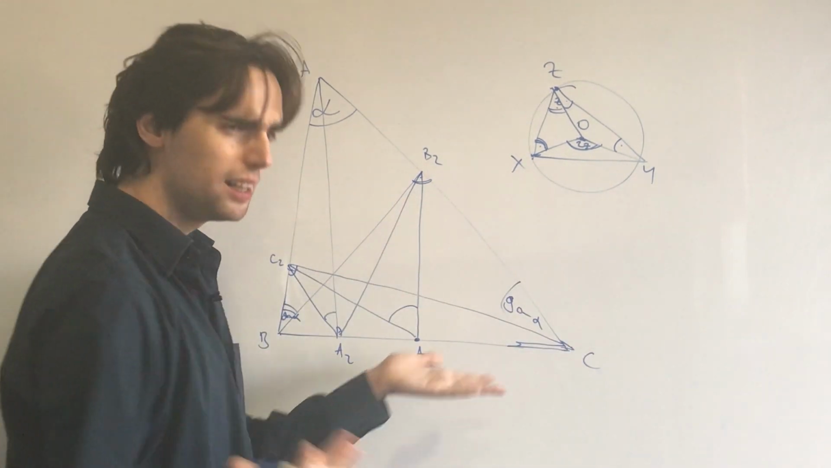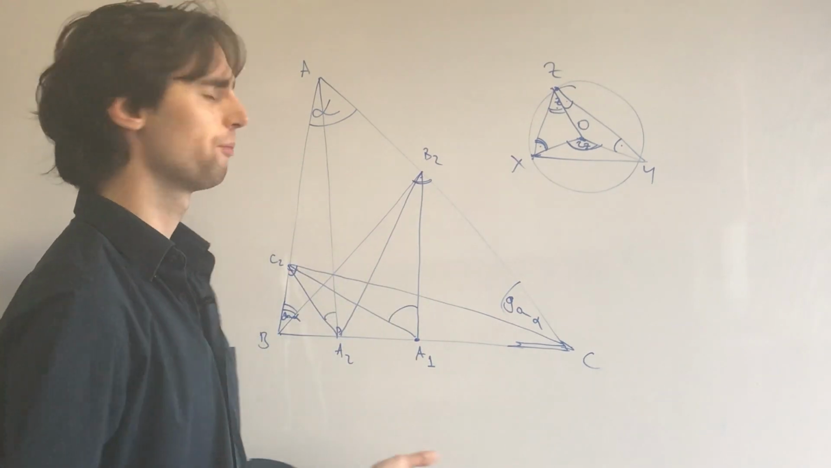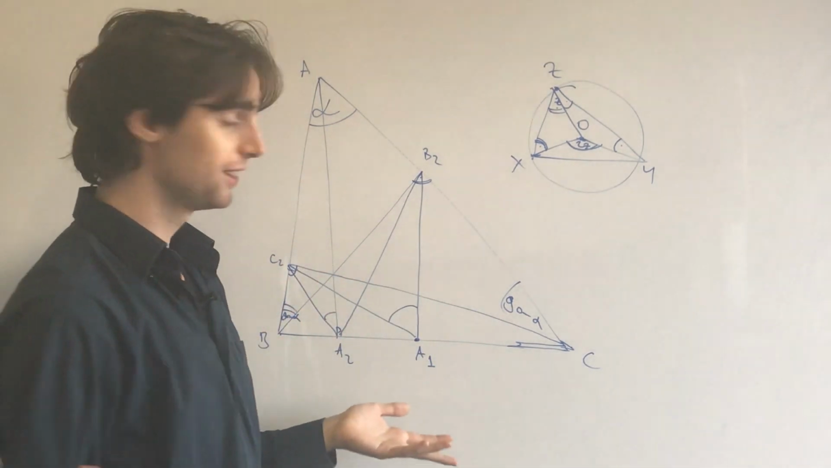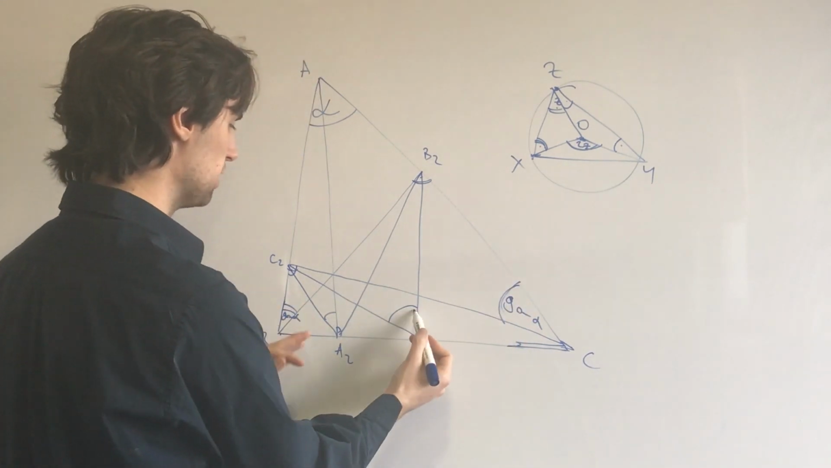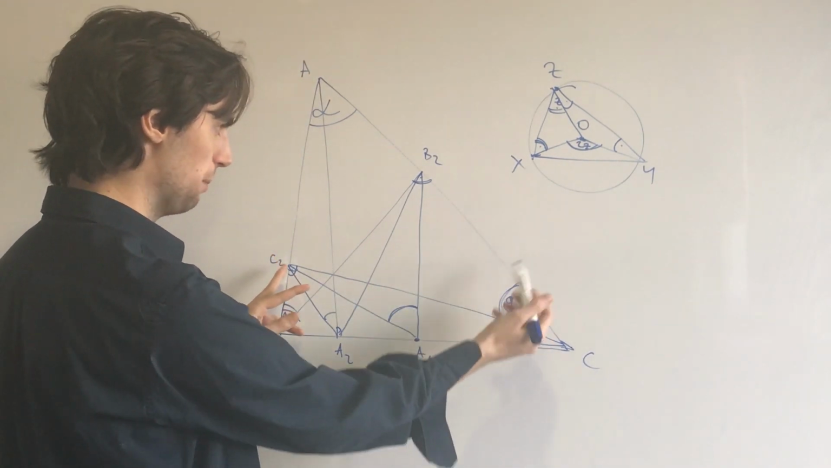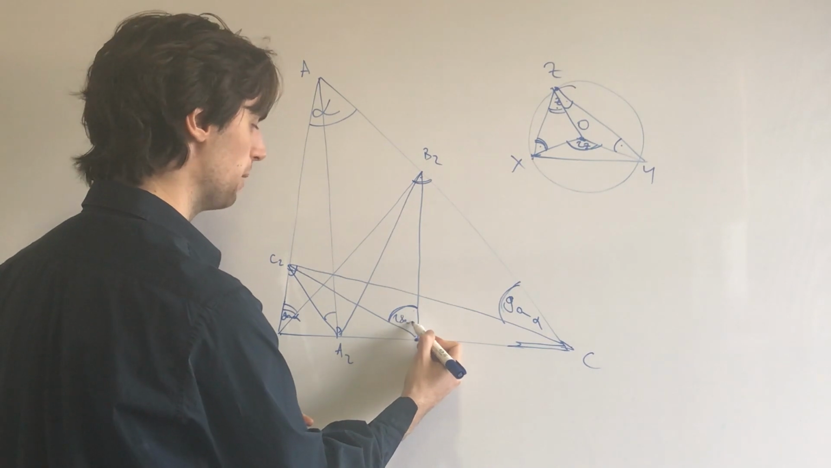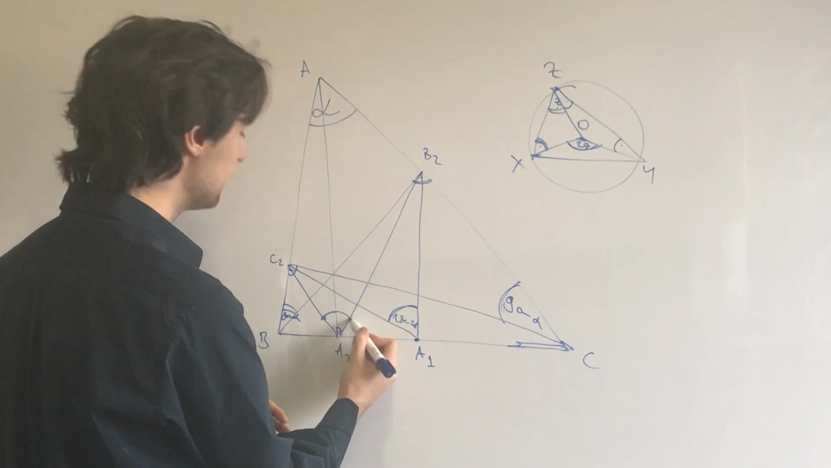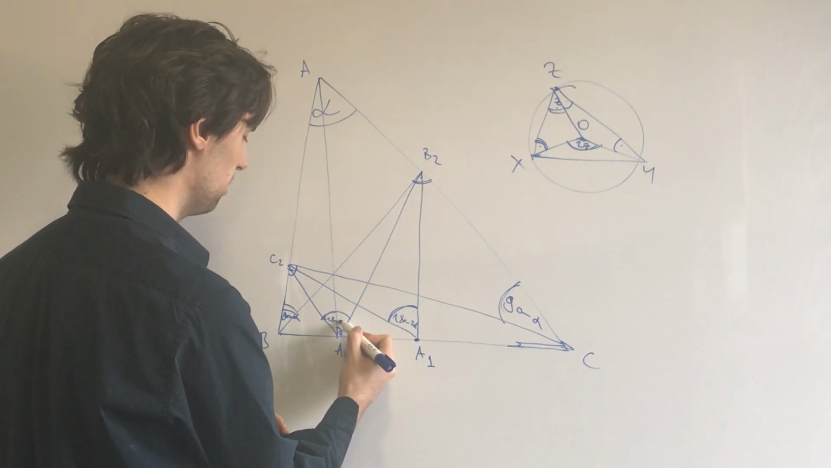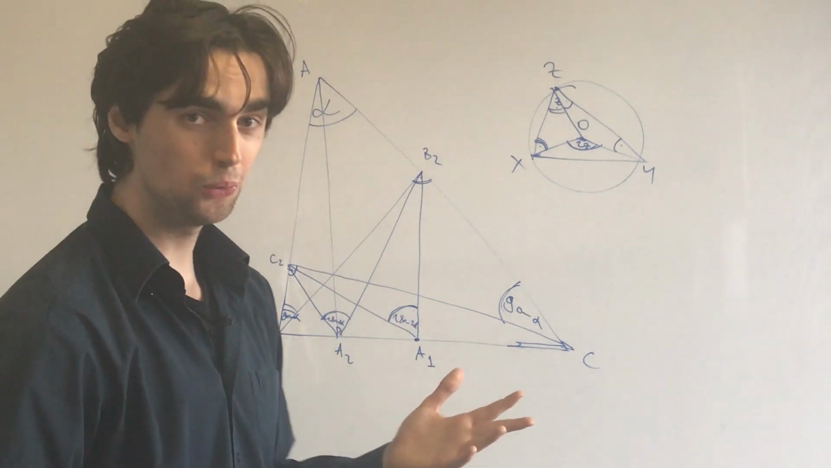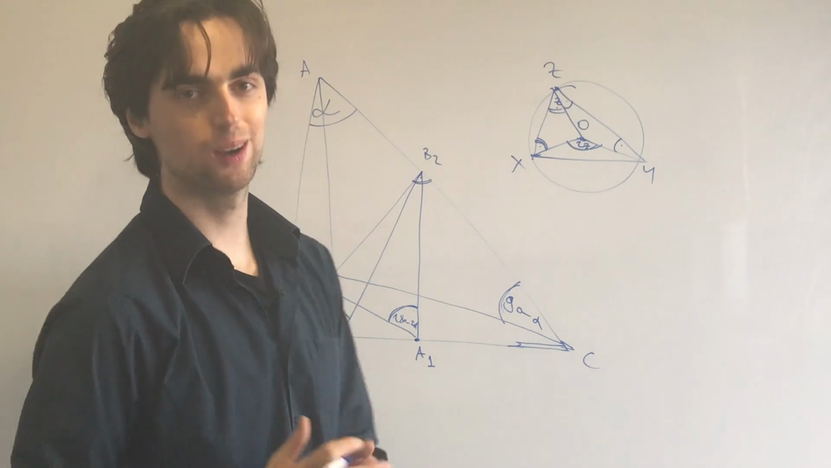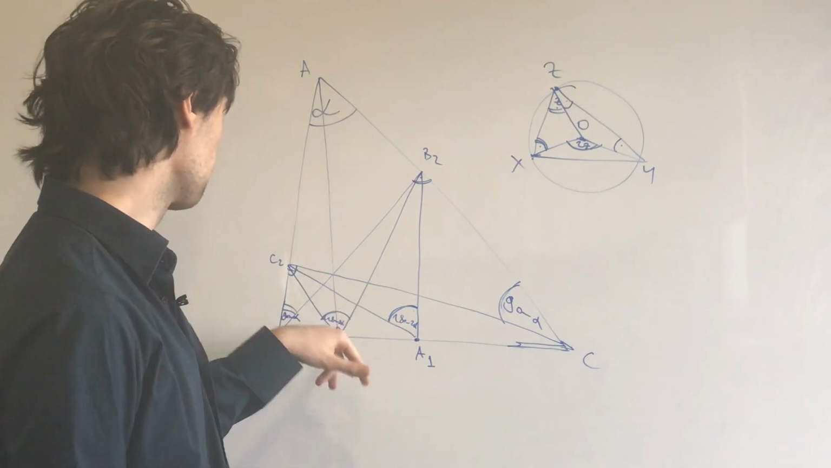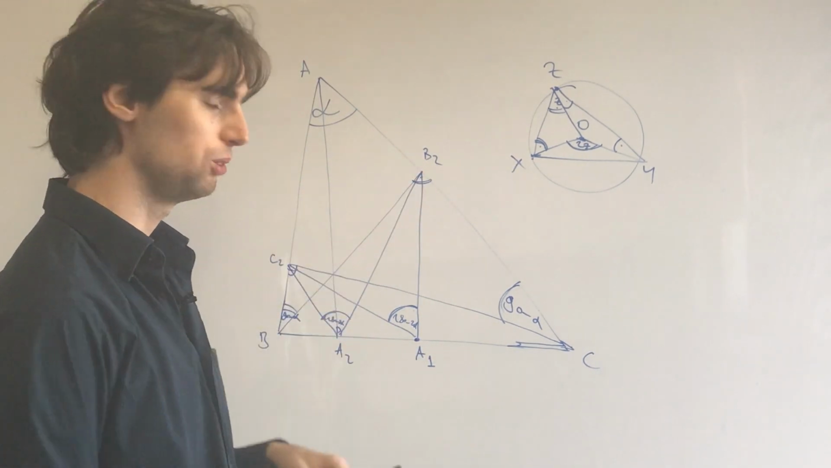But it's a fact that you can generally cite, and just using that fact, you can say, because this is 90 minus alpha, this must be twice 90 minus alpha, so this is 180 minus 2 alpha. We know this is 180 minus 2 alpha. And so we are done. We've proved that A1 is also part of this circle around A2, B2, C2.